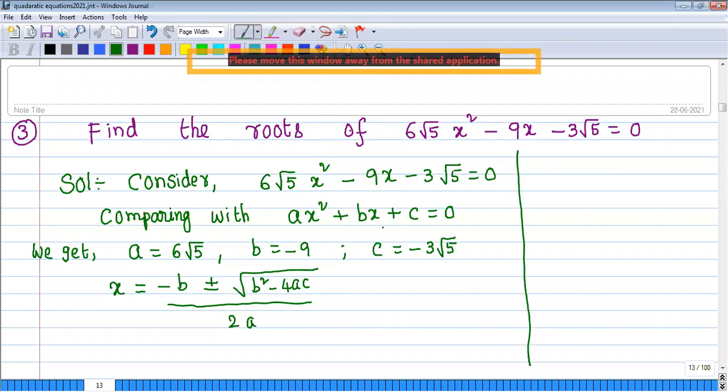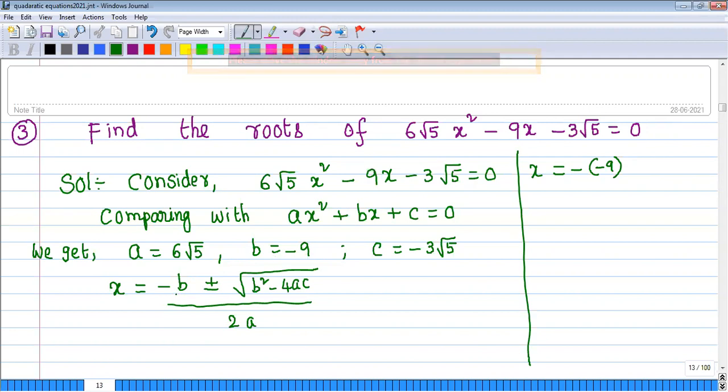Let us substitute. Now x is equal to, b is negative 9. Already negative b is there. That is negative of negative. Generally, the students will commit a mistake here. Directly they will write negative 9 only. B is negative 9, but here we have negative b, that means negative of negative, negative into negative.